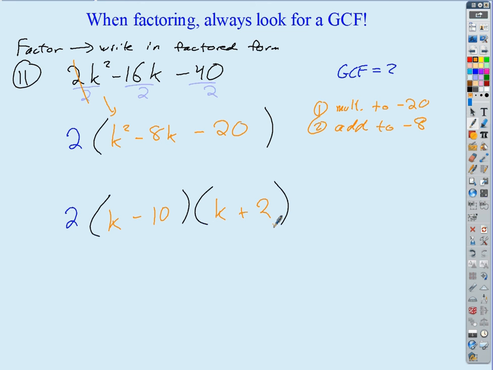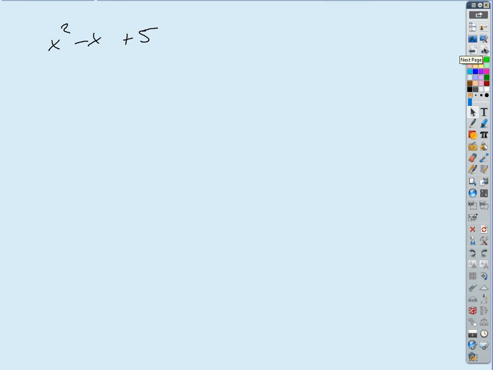But what made that way easier? Pulling that 2 out front, right? Undistributing that 2. Okay, good. So we always want to try that. Okay, what about this one?